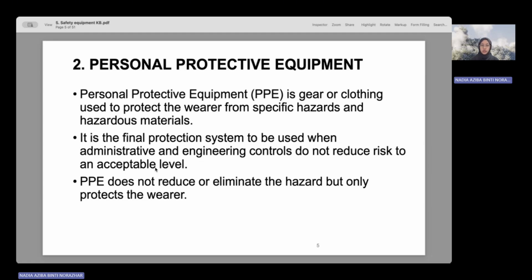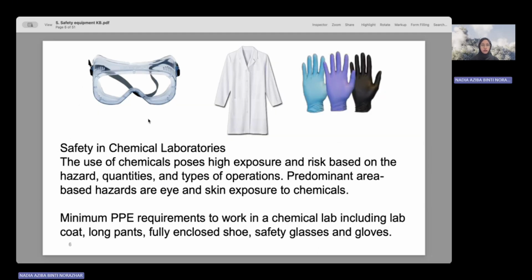If in the work setting we would be facing some unavoidable hazards, we have no choice other than to wear PPE. PPE does not reduce or eliminate the hazard, but only protects the wearer. These are the basic PPE that we always see in the lab and we always practice. So these are the safety goggles, lab coats, and also the gloves.